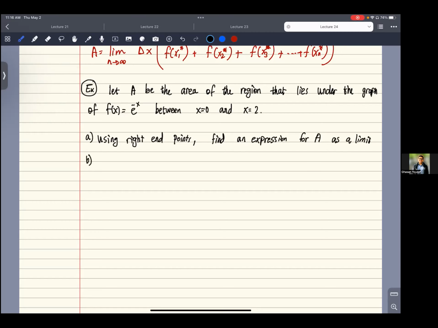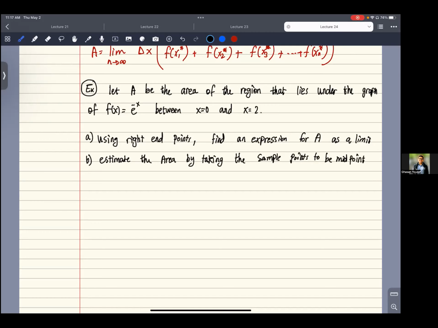Number two, estimate the area by taking the sample point to be the midpoint. What does that mean? The sample point is not all the time the midpoint. Sometimes the sample point is any point inside the interval. Makes sense? But in this question, they said use the sample point as the midpoint, okay?